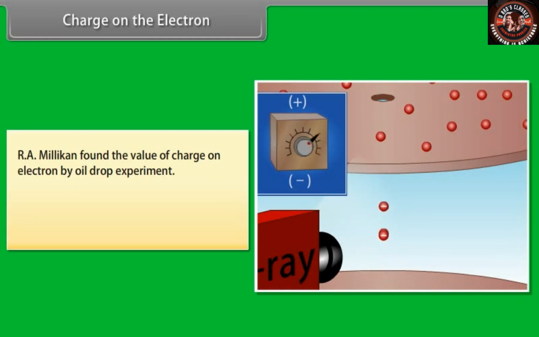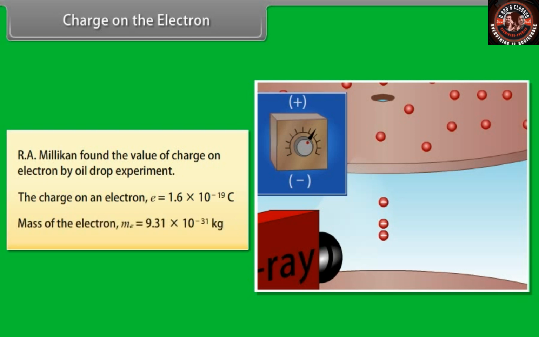The X-rays ionize the molecules of air. One or more electrons thus produced may be absorbed by an oil droplet. Thus, the charge on an electron e is equal to 1.6 x 10^-19 coulomb. Mass of the electron me is equal to 9.31 x 10^-31 kilogram.